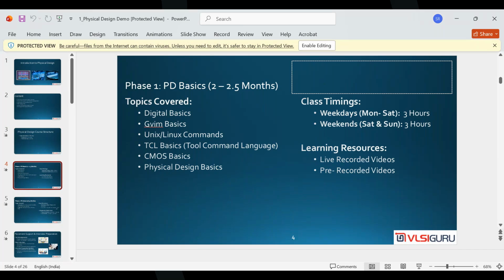Then Tcl basics are also important. If you are joining as a fresher, a little bit of Tcl knowledge will give you some advantage. CMOS basics are a must, and the physical design basics. If you cover these basic topics, definitely your basic part will be covered and you will be eligible for the PD advanced topics.